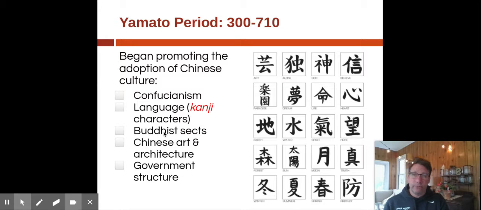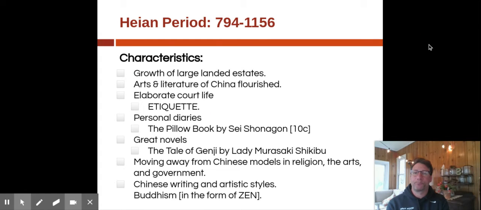When we look at Buddhism, we talked about Theravada and Mahayana Buddhism several times throughout the course. So Buddhism will come to Japan, but in Japan, it's going to mix with Shinto, and we're going to end up with a separate type of Buddhism that we're going to talk about in a minute called Zen Buddhism. And then a lot of Chinese art, architecture, and some governmental structures are also going to be adopted by the Japanese during this time period.